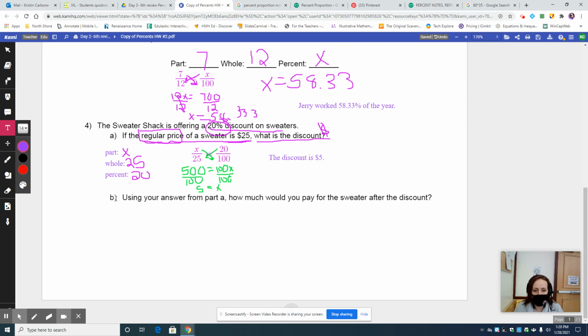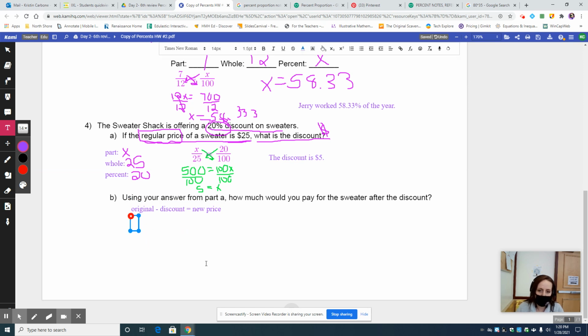Part B. Using your answer from Part A, how much would you pay for the sweater after discount? Well, if I have the original price, am I going to add or subtract my discount? Well, if you added a discount, well, that would make sense. So then it's going to cost you $30 for the sweater? I thought discounts were percent off, so meaning you're saving money. So you would subtract the two. So you do the original minus the discount to give you the new price.